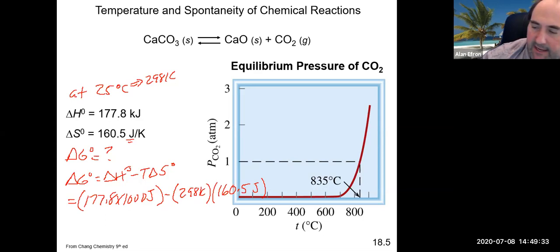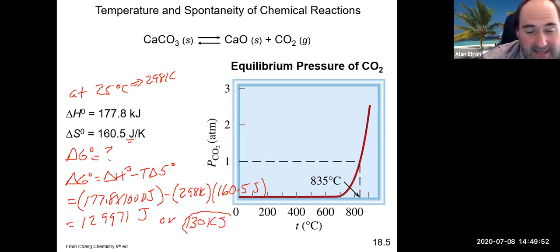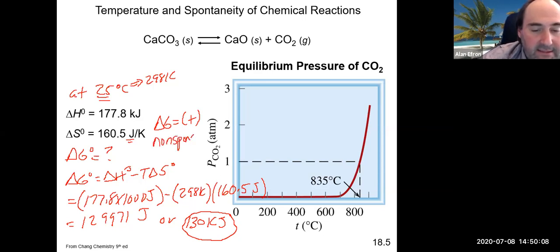If I do all that, 177.8 times 1,000 minus 298 times 160.5 gets me 129,971 joules. Kind of clean it up a little bit to about 130 kilojoules. Again, delta G is typically given in kilojoules. So what this does tell us is our delta G here is a positive number at 25 degrees Celsius, which means at 25 degrees Celsius, this is a non-spontaneous reaction, as we can see here.